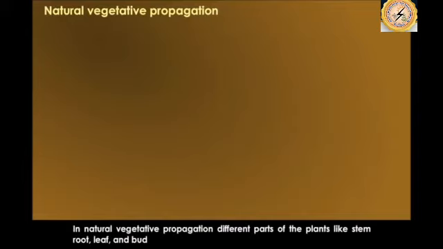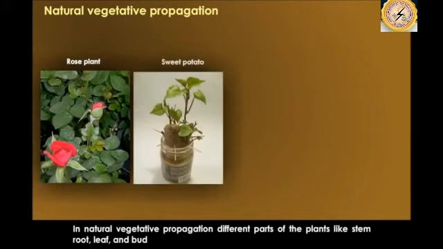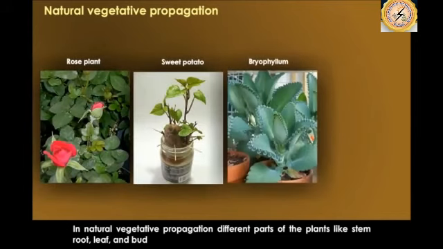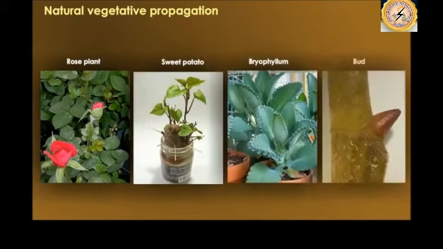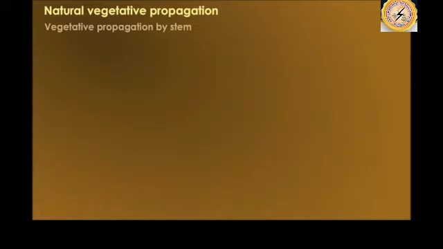Well, focusing on natural vegetative propagation, different parts of the plants like the roots, stems, leaves and buds are used. Just as in the case of the rose plant, the sweet potato, the bryophyllum and the small buds also. They give rise to new plants under favorable conditions. Let us go into much detail of it.